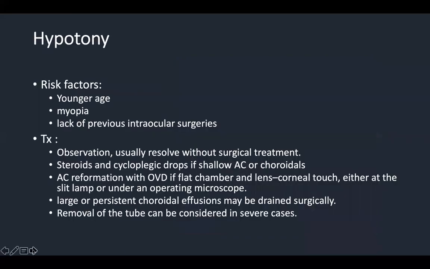That could indicate a peritubular leak. Risk factors for hypotony: usually it happens in young age and myopics, and if the surgery was a primary surgery. What to do? You can observe. If the AC is shallow, you can always put the patient on cycloplegia. Treat any associations: if there is shallow AC, as we said, with cycloplegia, or if there are choroidals, you can start steroids. If needed, you can reform the AC with OVDs. After that, you can revise the tube or remove the tube if it's persistently hypotonous.